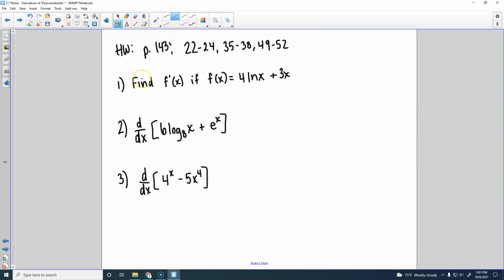All right, so on yours, you guys did 19 and 21 last night, so I've changed it to 22 to 24. I think it's different on your page there. So you got 22 through 24, 35 through 38, 49 through 52. And then it doesn't have a lot of them that have bases other than e, or for the natural log, for the logs and the exponentials. So I want you to do these 5 problems that are on those last 2 slides as well, because our textbook did not really give those problems.